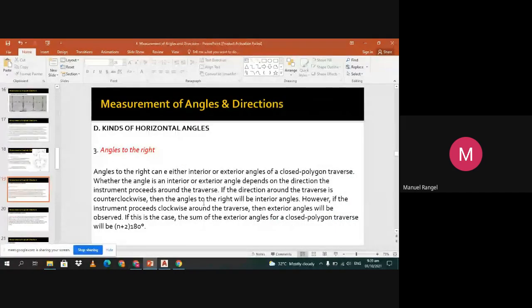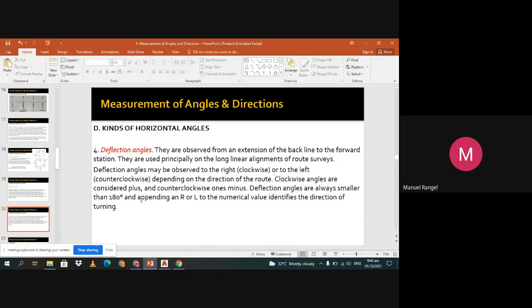Angles to the right can be either interior or exterior angles of a closed polygon traverse. Whether the angle is an interior or exterior angle depends on the direction the instrument proceeds around the traverse. If the direction around the traverse is counterclockwise, then the angles to the right will be interior angles. However, if the instrument proceeds clockwise around the traverse, then the exterior angles will be observed. In this case, the sum of the exterior angles for a closed polygon traverse will be n plus 2 multiplied by 180 degrees.